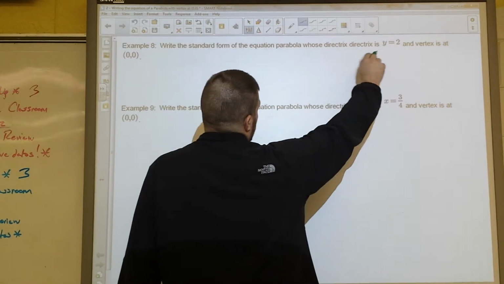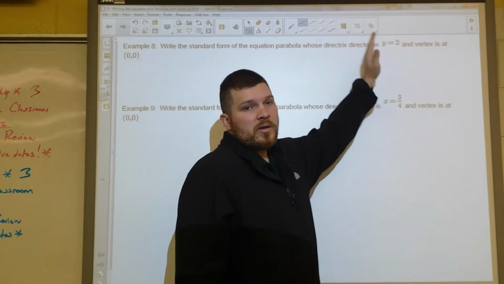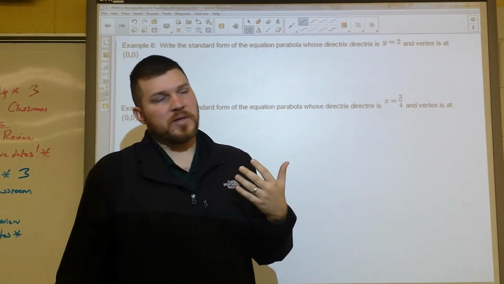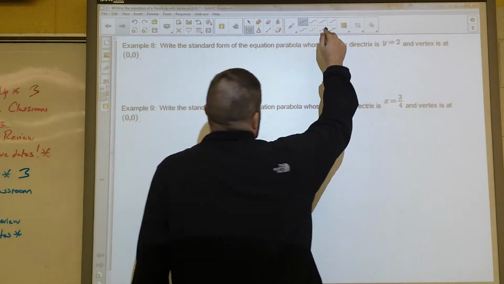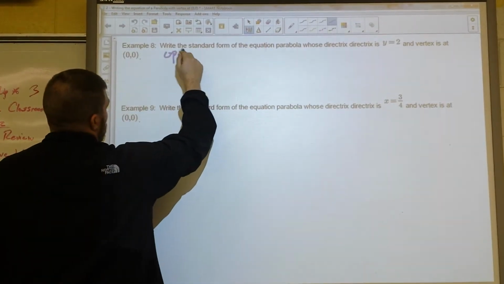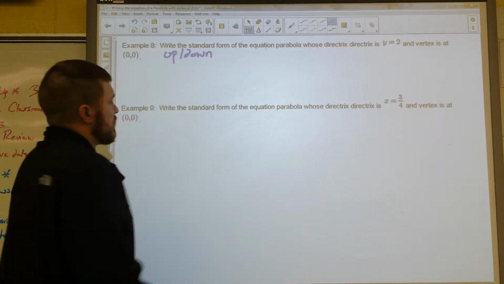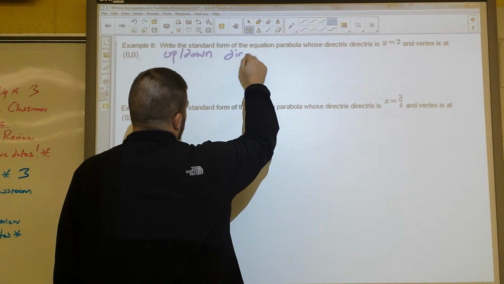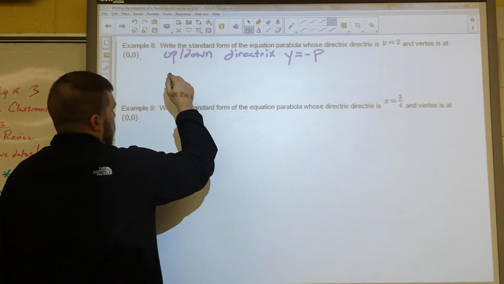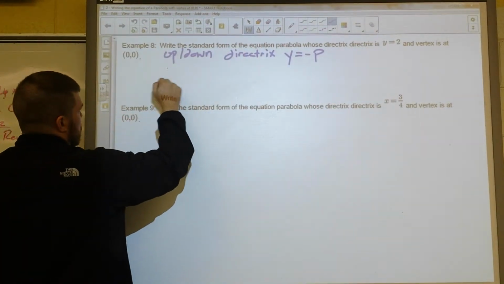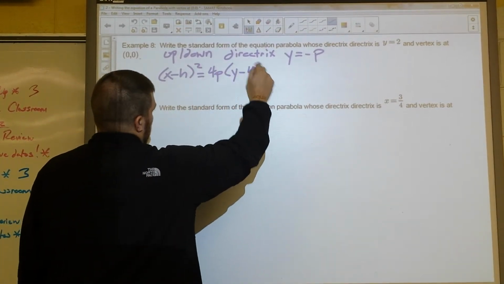As soon as we know the directrix is y =, that's an up and down parabola. Think of it as directrix y = always tells us up and down. So this is an up and down parabola. I don't know which one's which, but I do know it's up and down, and since I know that, I know automatically that the directrix is y = -p, and the rule I need to use to write the equation is (x - h)² = 4p(y - k).